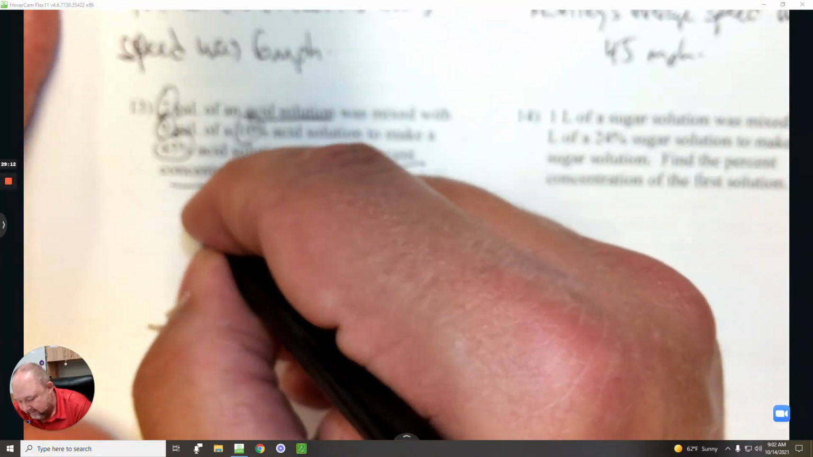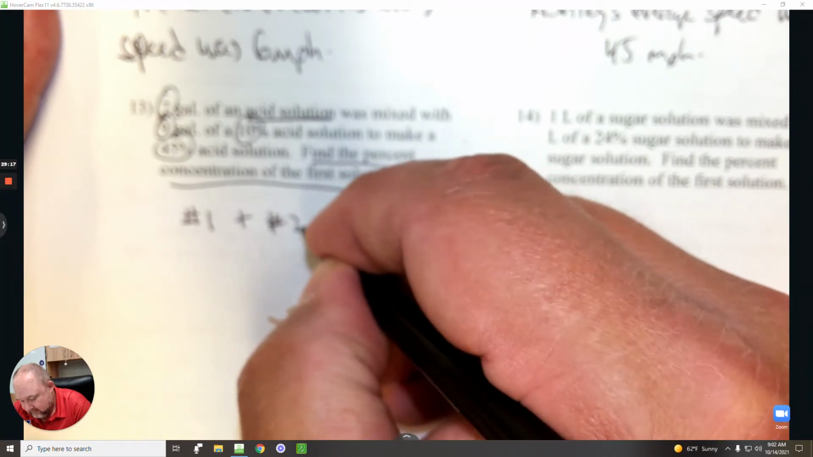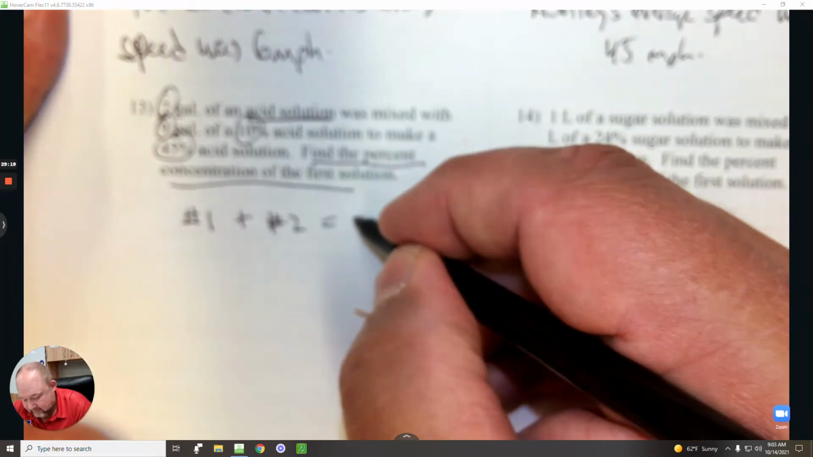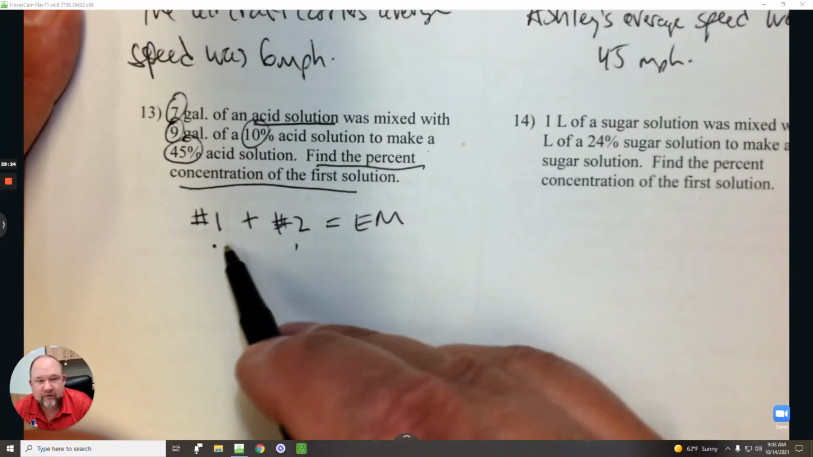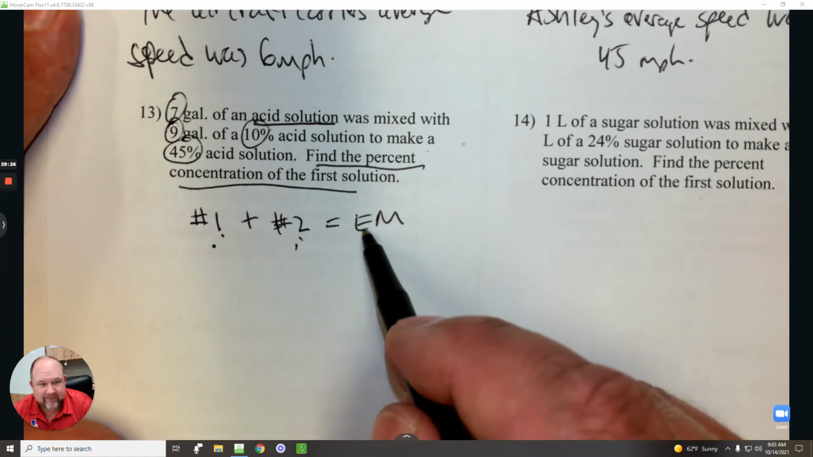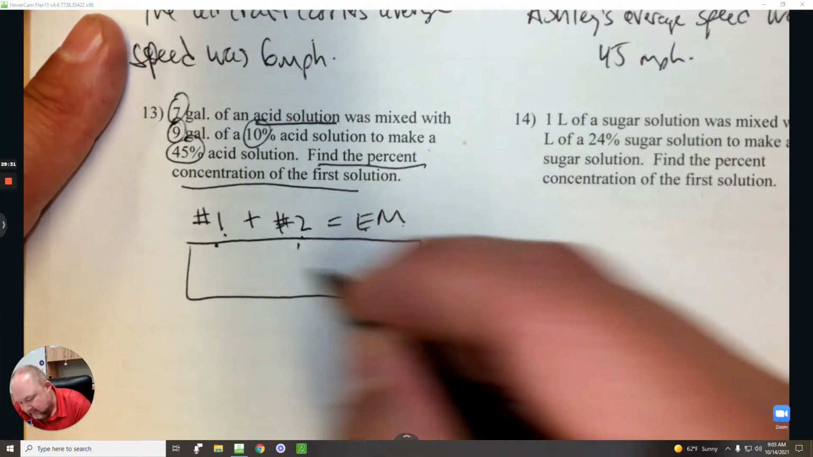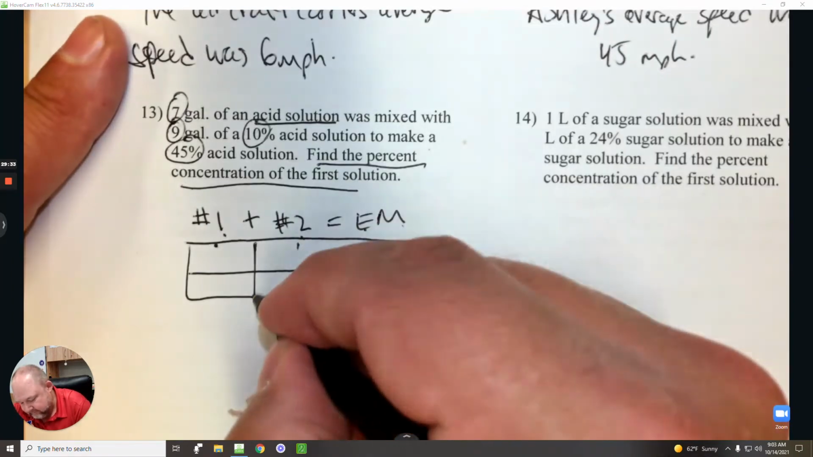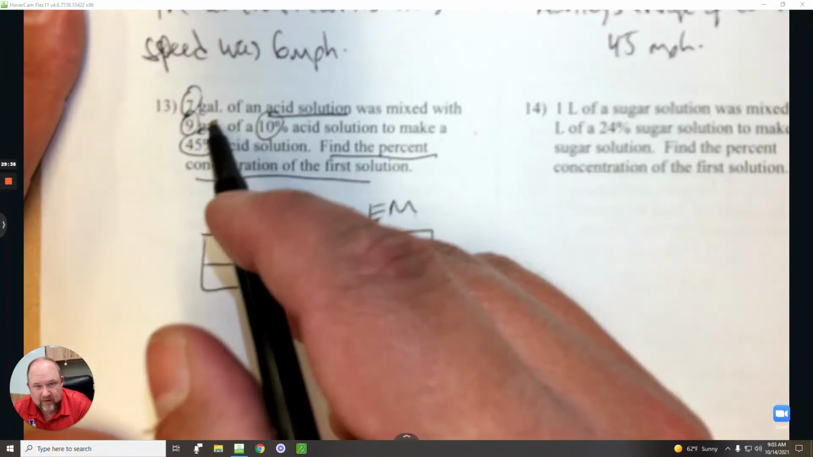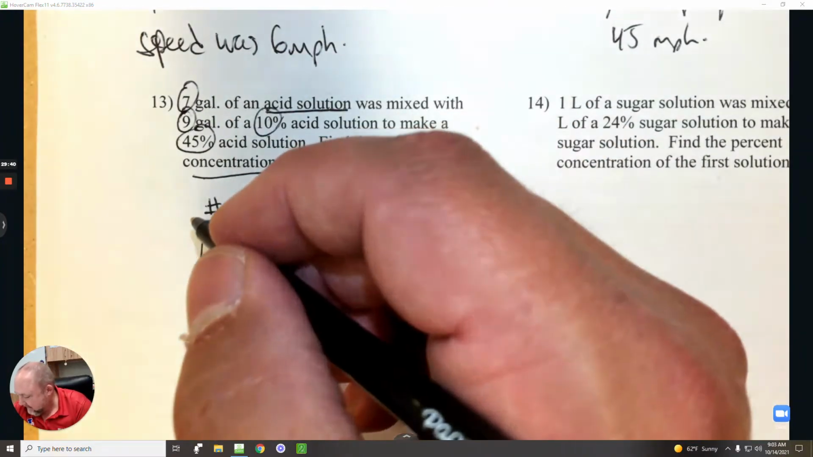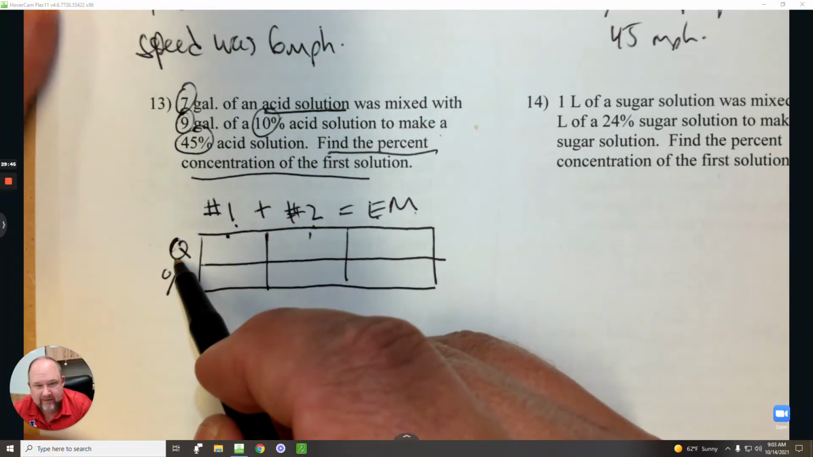So we have the first mix, we have the second mix, and then we have the end mix. So we're mixing two things together. I'm just going to call them 1 and 2. And then we have the end mix at the end. We're going to draw a chart to organize the information. For a mixture question, in this case, the two pieces of information we know are quantity and percent. So how much and the percent of how much. So quantity is how much.